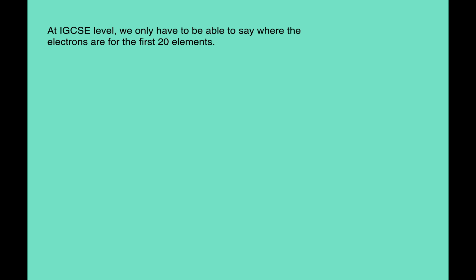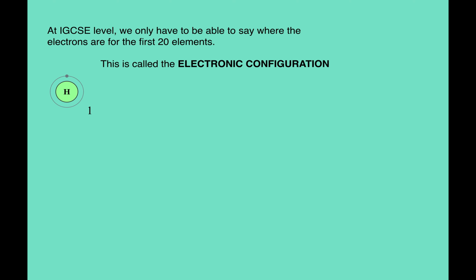At IGCSE, we need to know the electronic configuration of the first 20 elements. So we have to say where the electrons are in the first 20 elements. So let's work through these now. This is not that difficult. Hydrogen's got 1 electron, so its electronic configuration is 1. Helium, 2 electrons. Both of those electrons are in the first shell, so electronic configuration 2.